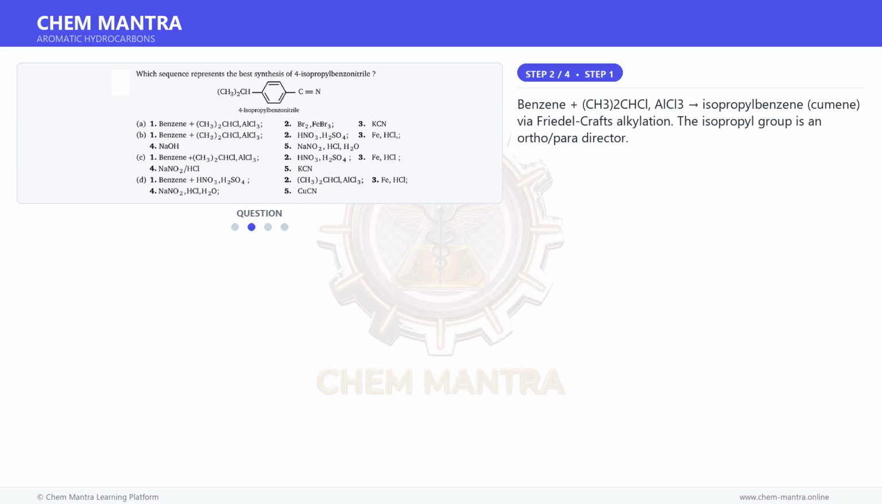Moving on to the next step. Benzene plus CH3CHCl, AlCl3 gives isopropylbenzene, cumene, via Friedel-Crafts alkylation. The isopropyl group is an ortho-para director. Moving on to the next step.